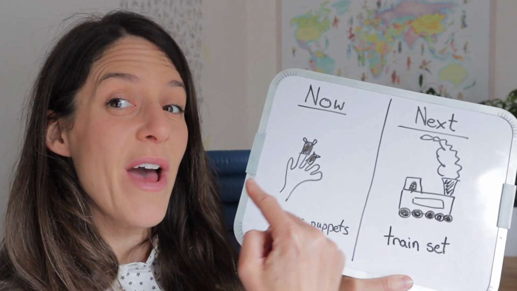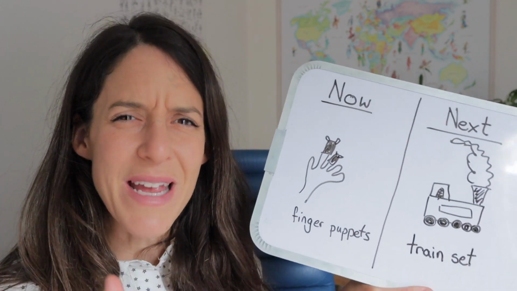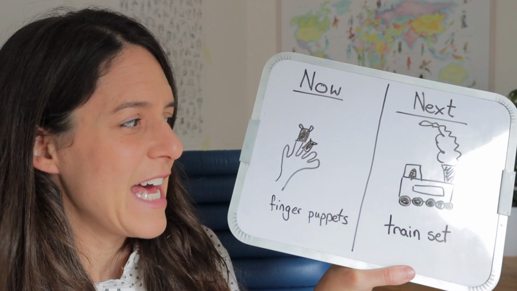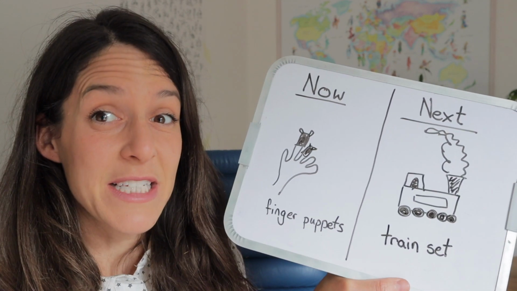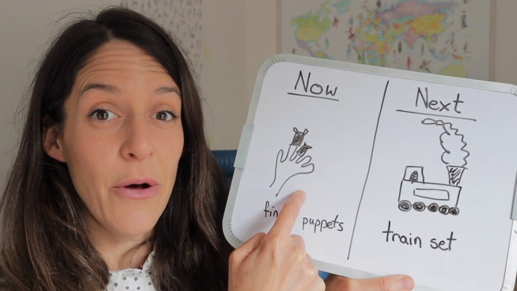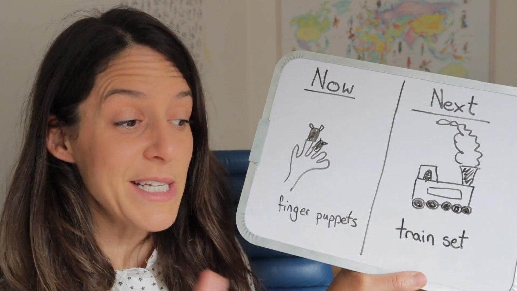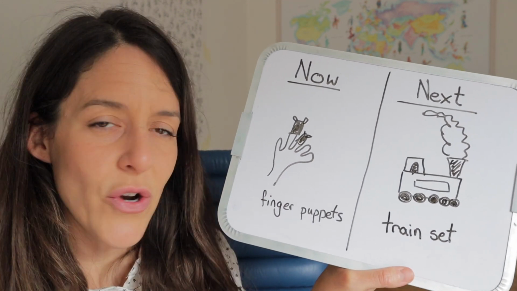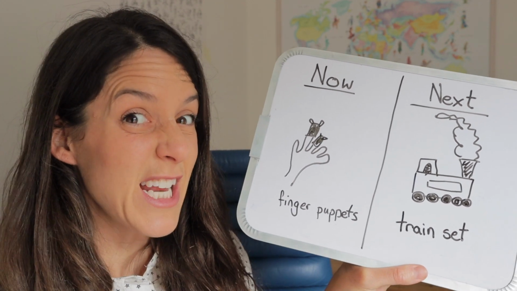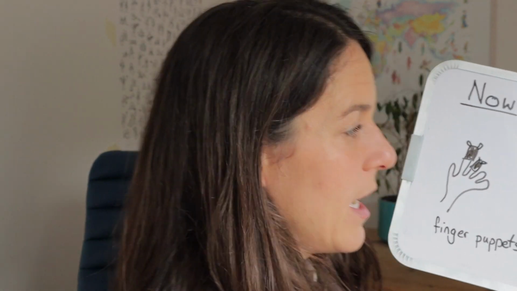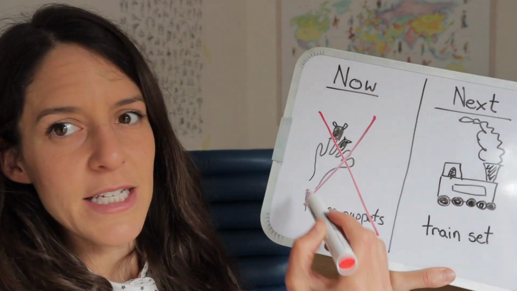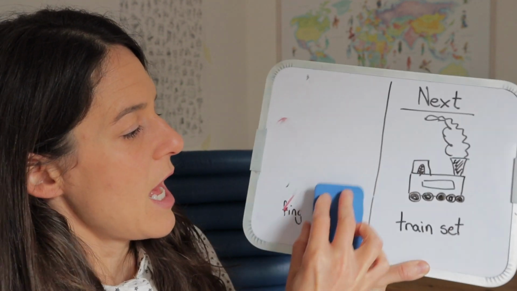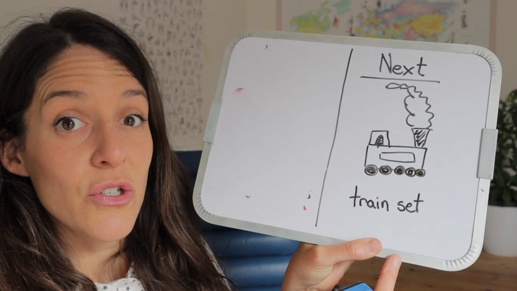So we've got a now and next board here. So starting with that most basic understanding of sequencing, now this, next this. And I like to use a whiteboard because it's really flexible. I don't happen to have a nicely printed out picture symbol for finger puppets, but it's something that we like to play with. So I've just drawn out some finger puppets and the train set next. And children really enjoy to either cross it off like this, or to just rub it out and say, oh, that one's finished. That one's done. So next is train set.